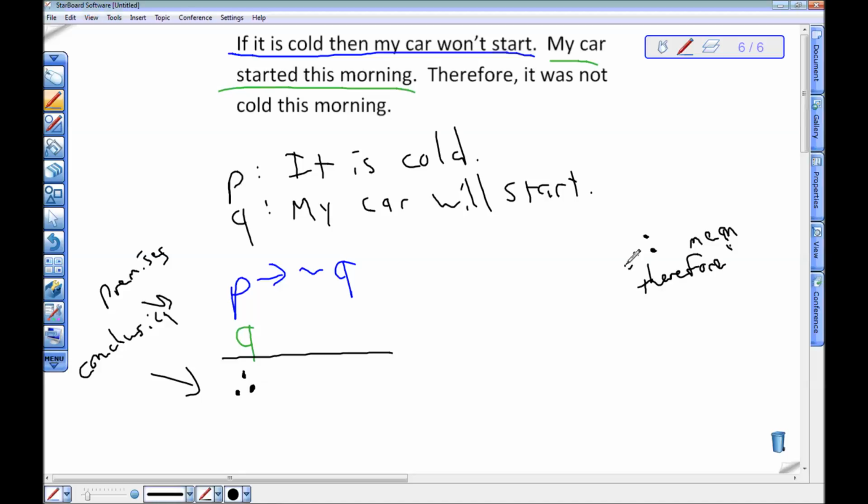My conclusion was, therefore, it was not cold this morning, so not P. Okay, so there's one way that I could symbolize this argument. If P, then not Q, Q, therefore not P.